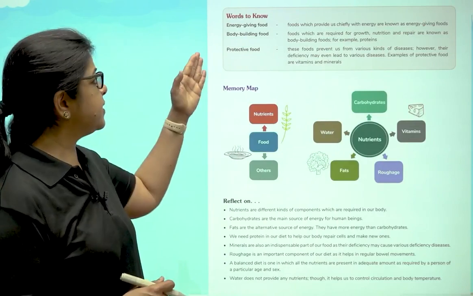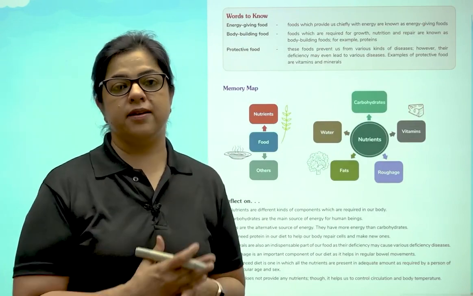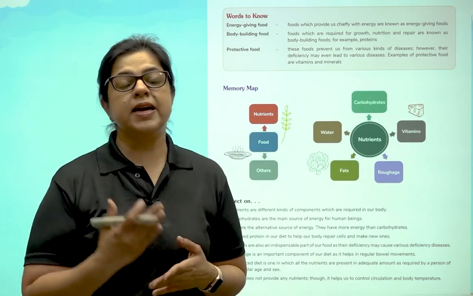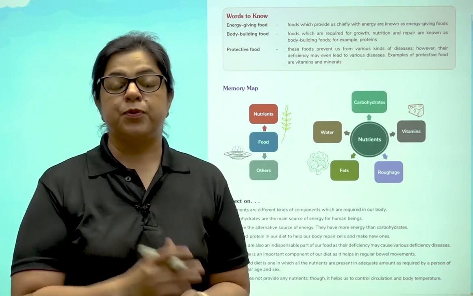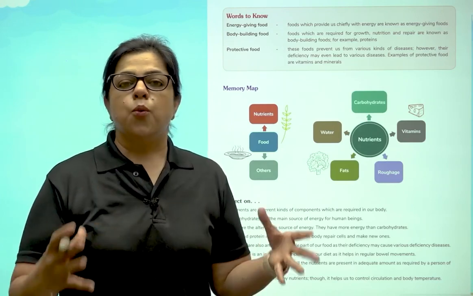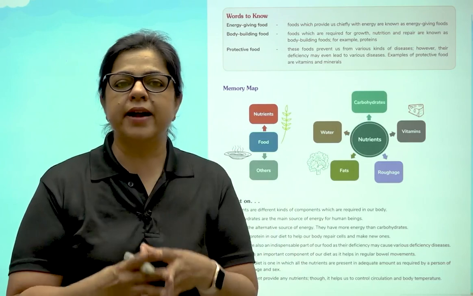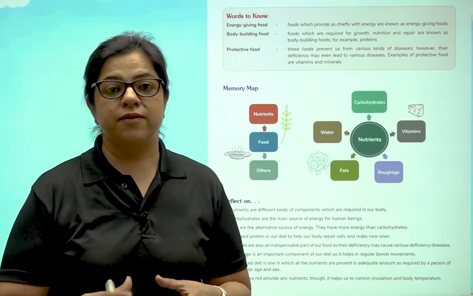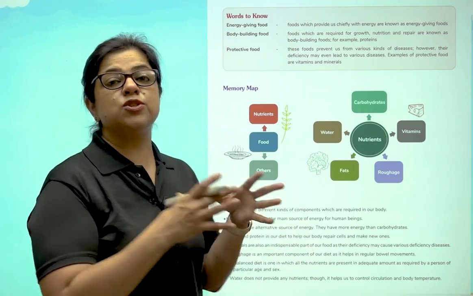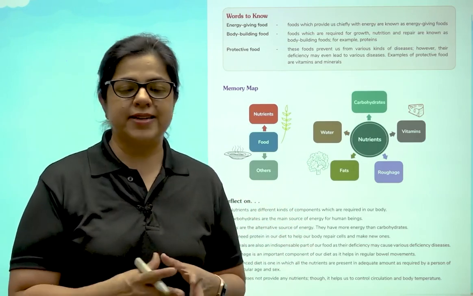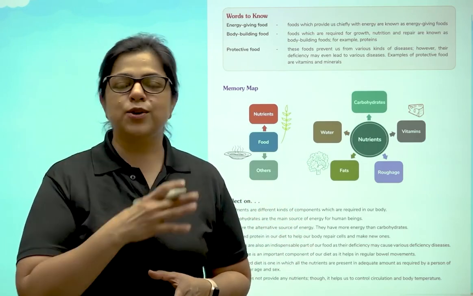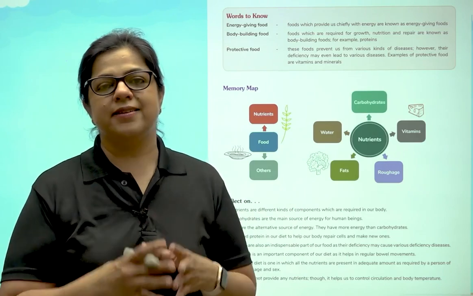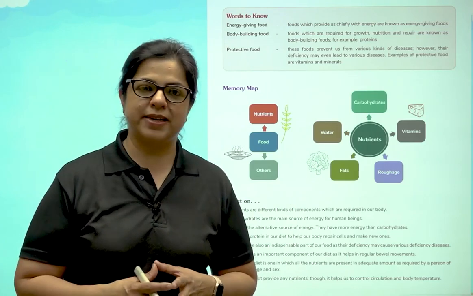So children, in this chapter you have learnt about energy giving, bodybuilding and protective foods. You have also understood why these are required in the right amount in the diet. And third and most important, you have understood that these together protect you from various diseases. Time to get into the question and answers and understand the chapter better. Thank you.